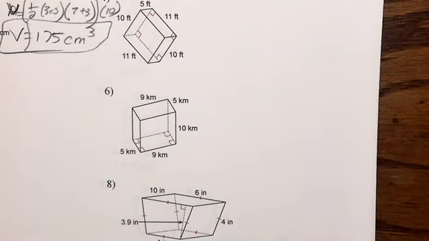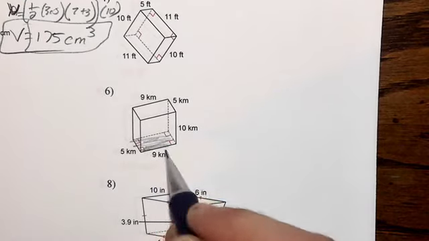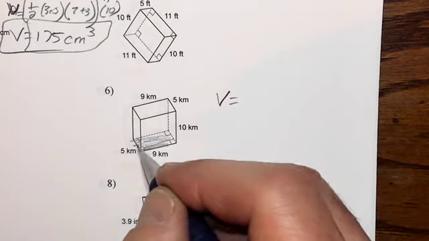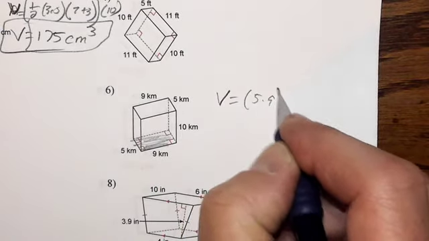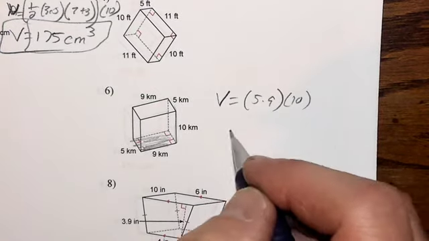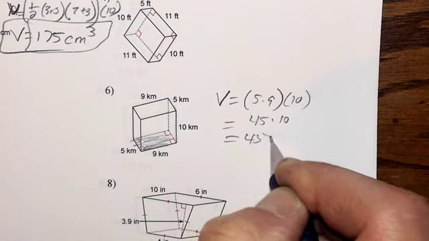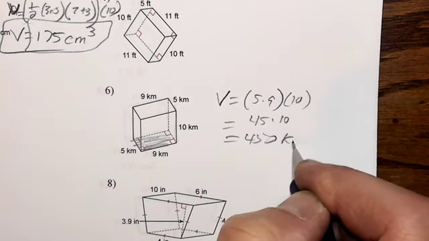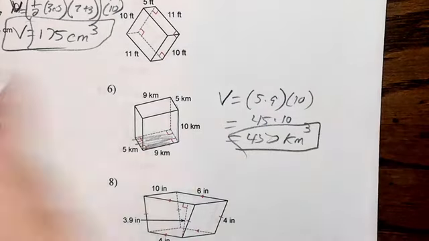One more example, let's do one of these rectangular prisms like this. Okay, so if I were to look at that, here's my base. Volume then is the area of the base. It's a rectangle, 5 times 9. That's the area of the base times the height of it, which is 10. So 45 times 10, 450 kilometers cubed. There's the volume of that.